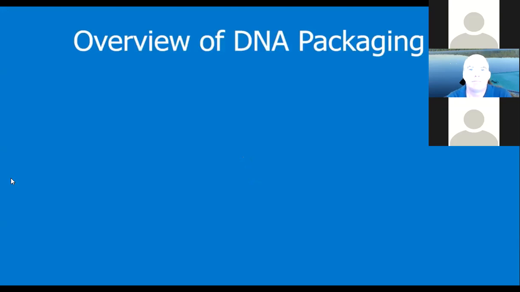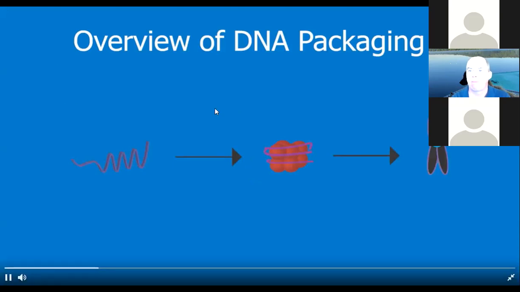The answer is DNA packaging. Through a series of interactions with proteins, DNA becomes condensed into a form known as chromatin. Oops. This structure allows DNA to fit within the nucleus of the cell. So how does this process of DNA packaging actually occur? First, you have DNA floating around the nucleus.